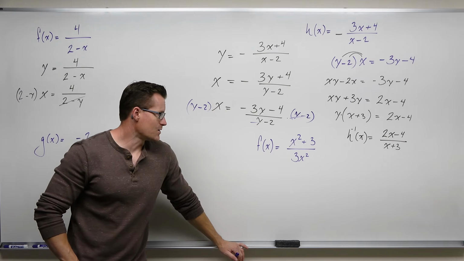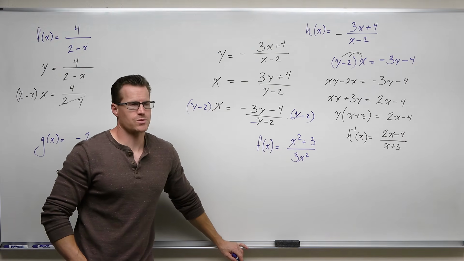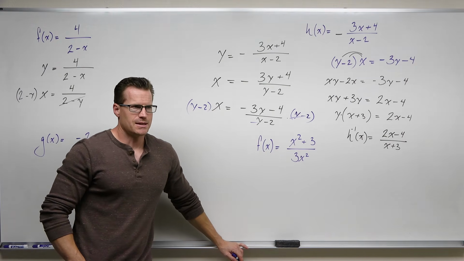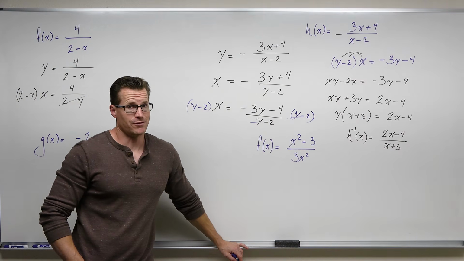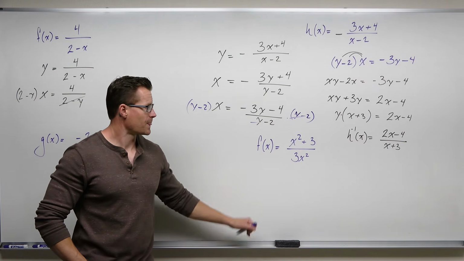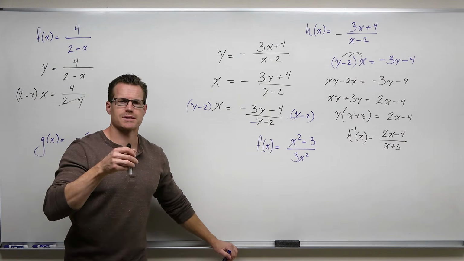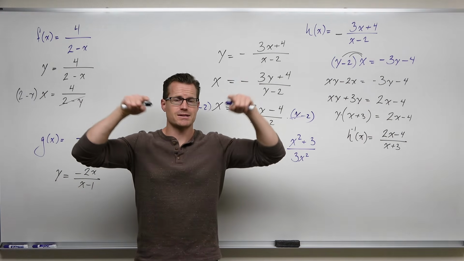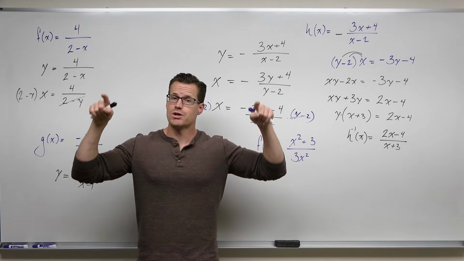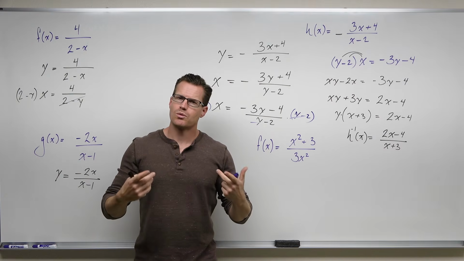So f of x equals x squared plus 3 over 3x squared. You go, wait a minute. That's an even function. Oh, I'll verify that's an even function. Even functions are symmetric about the y-axis. So if something's symmetric about the y-axis, no matter how it looks, it is not going to be one-to-one. So this requires something from us.